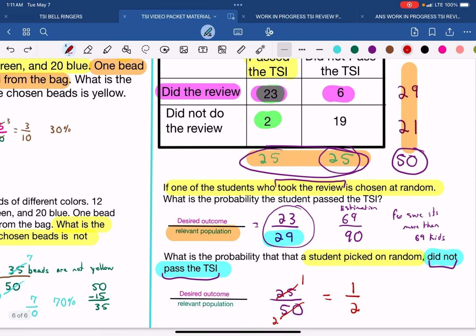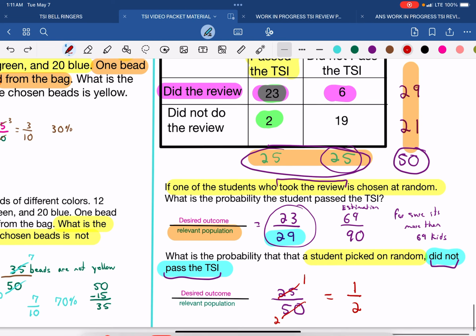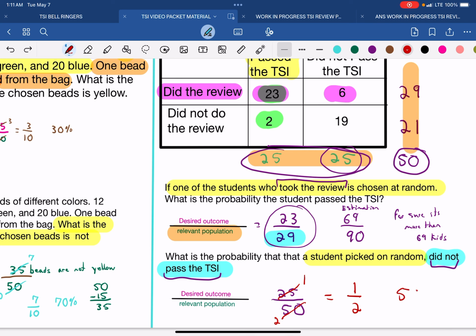All right, so 1/2. What's that in percentage? 50%. Either your answer is 1/2 or 50%.